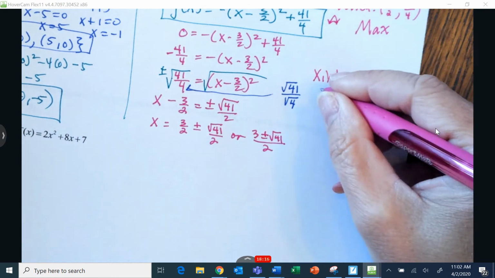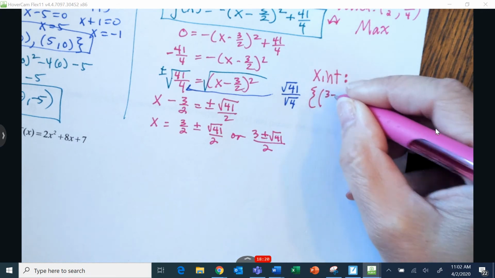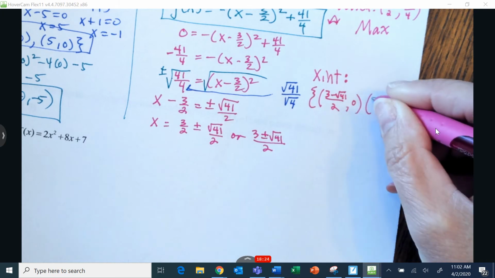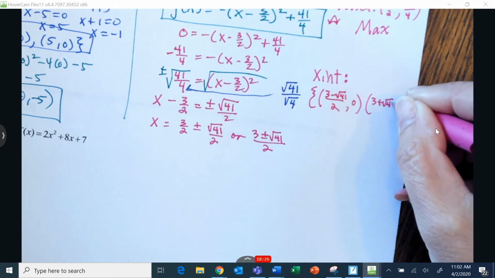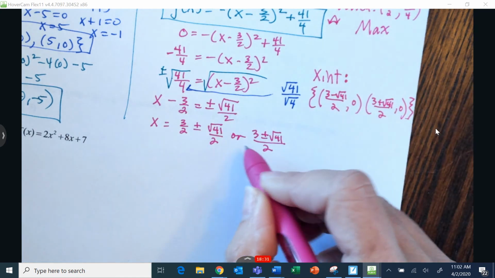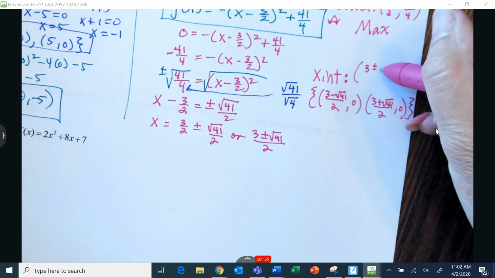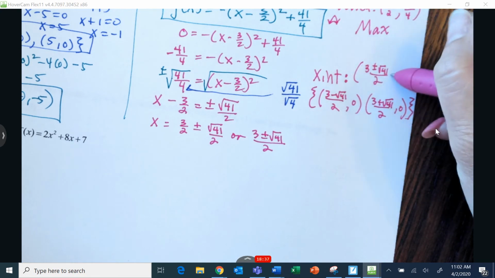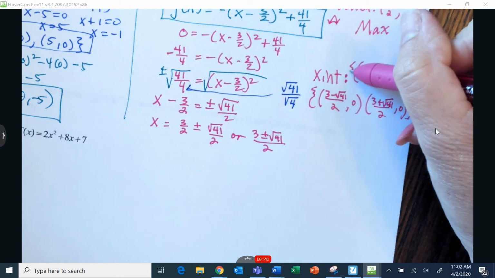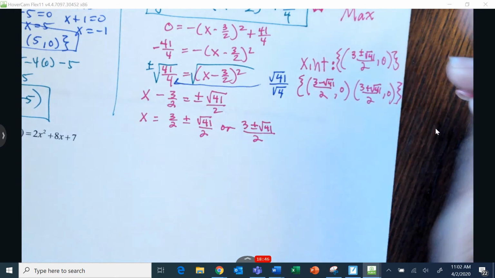are going to be written, oh, I don't have a lot of space, as 3 minus square root 41 over 2, comma 0, and 3 plus square root 41 over 2, comma 0. I would probably be fine with you just doing 3 plus or minus square root 41 over 2, comma 0. I'm just trying to think about the way you'll answer questions in the future. Just want to make sure you've seen it both ways.